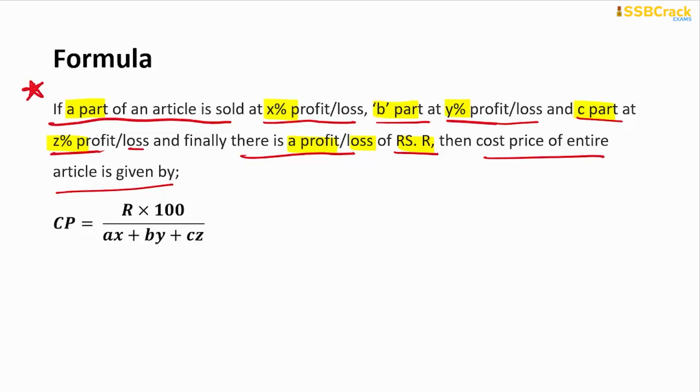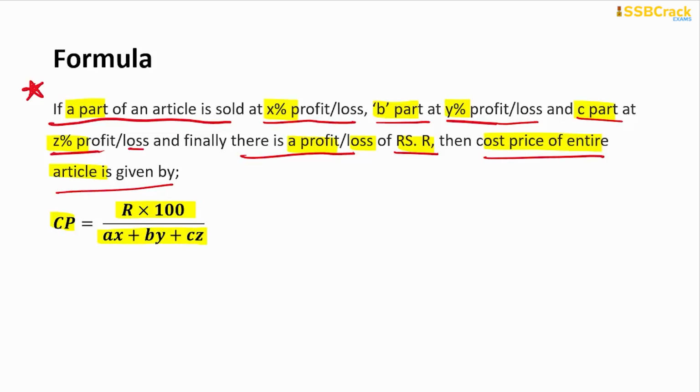Okay, finally, the actual cost price of that entire article we can calculate with the help of this formula. This formula is only useful to calculate the cost price of that entire article which was sold in parts, making finally a profit or loss of a certain amount R. Getting the point? So when you know these parameters, use this formula to find the cost price of the entire article.